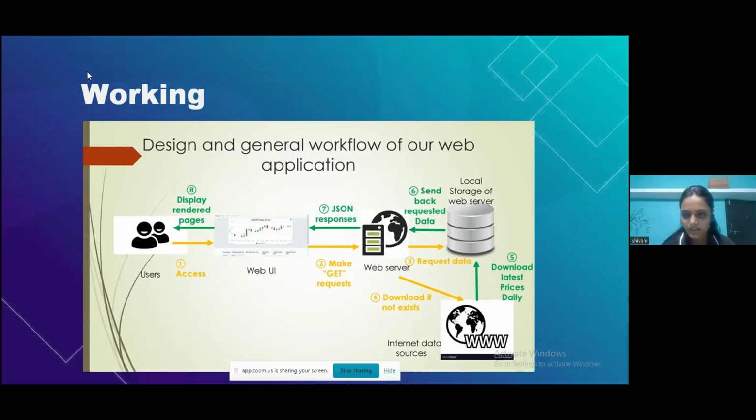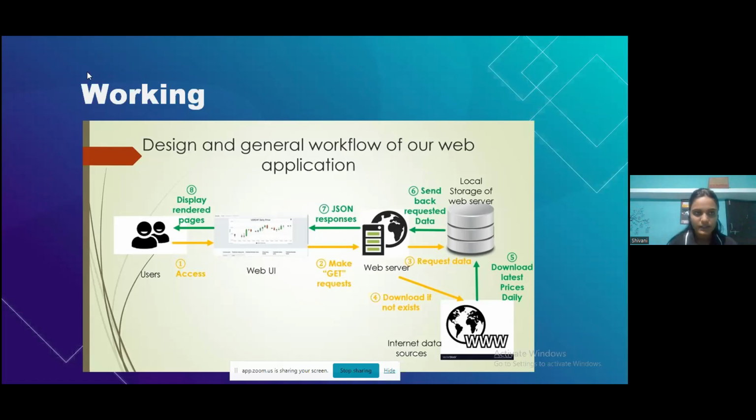Then the server gives the latest prices and sends the request back to the web server. Then a JSON response is generated and sent to the web UI, and the user can view it in the rendered pages.